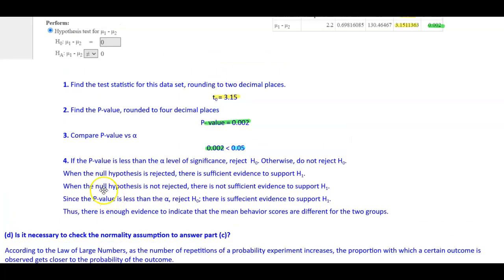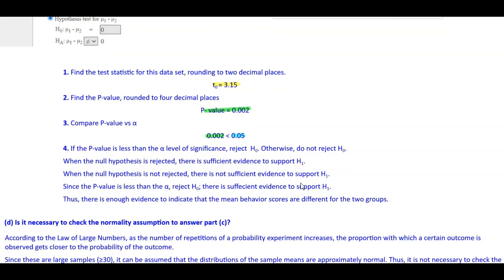If the p-value is less than the alpha level of significance, we reject the null. Otherwise, do not reject the null. In this case, the null hypothesis is rejected, so there's sufficient evidence to support the alternative hypothesis. So there is enough evidence to indicate that the mean behavior scores are different for the 2 groups.